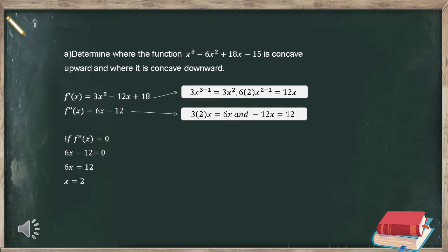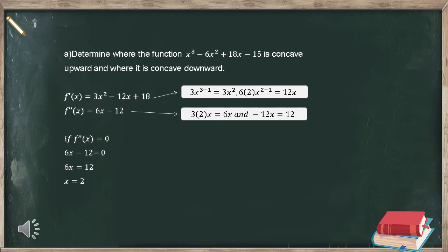Next we find the second derivative. Starting with 3x squared, we differentiate it, it will be 3 times 2x to the power of 1, so 3 times 2, it will be 6x, and then negative 12x we differentiate, it will be negative 12, and then 18 we differentiate, it will be 0.